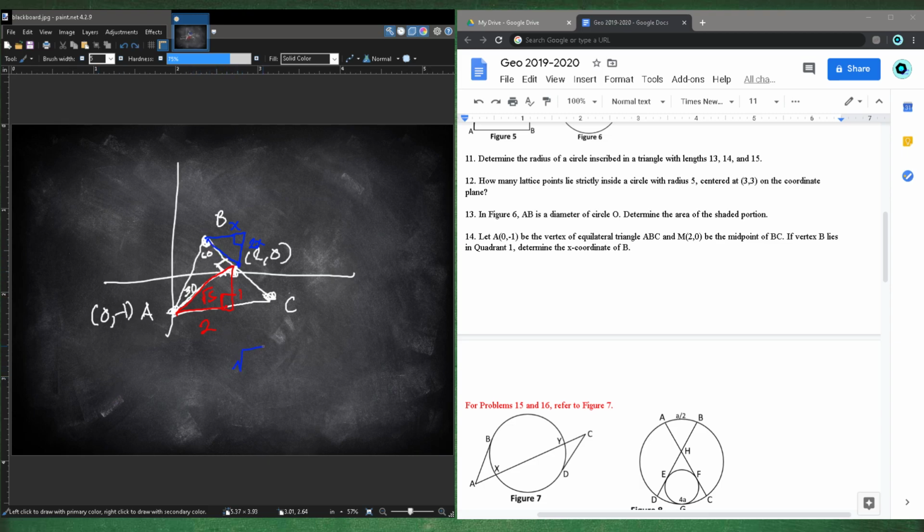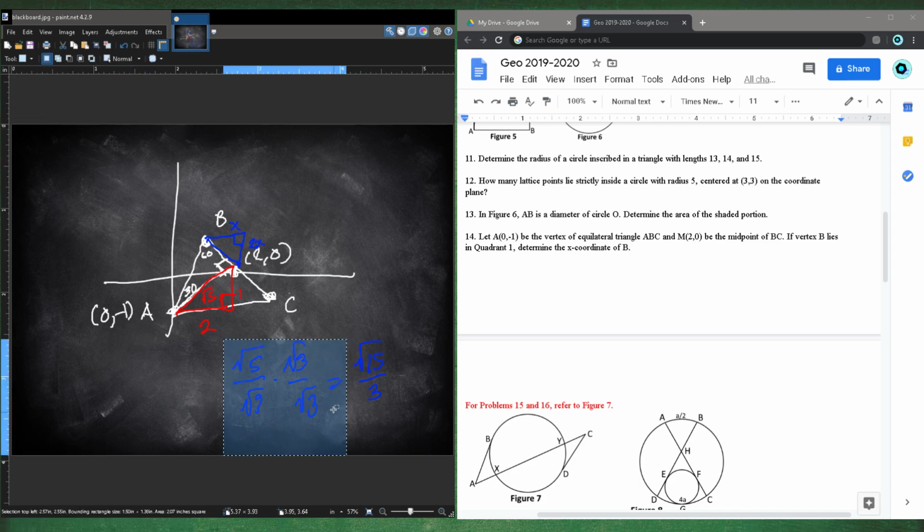So it's got to be square root 5 divided by square root 3, multiplied by square root 3 on the top and bottom, so you rationalize it. So that's square root 15 over 3. And that is the length that we have to scale it up to.